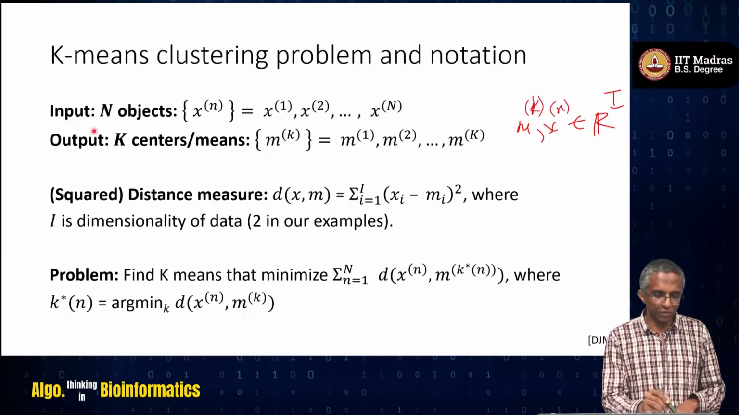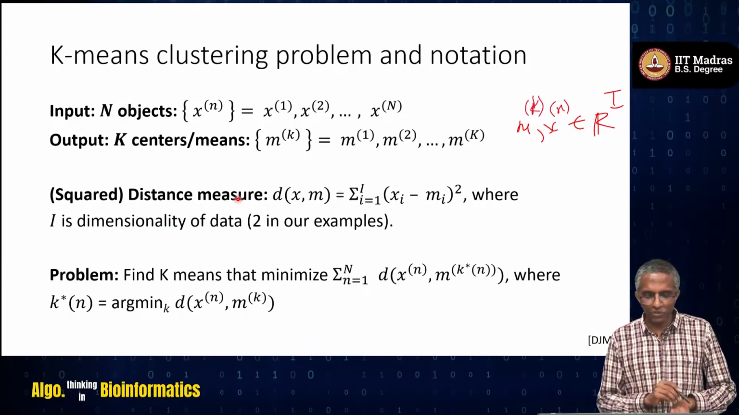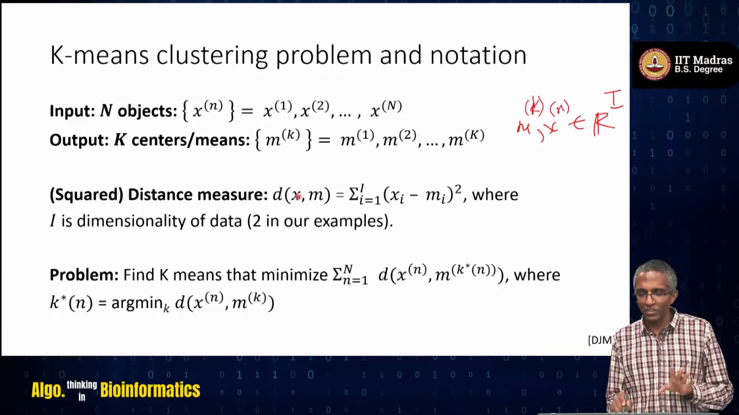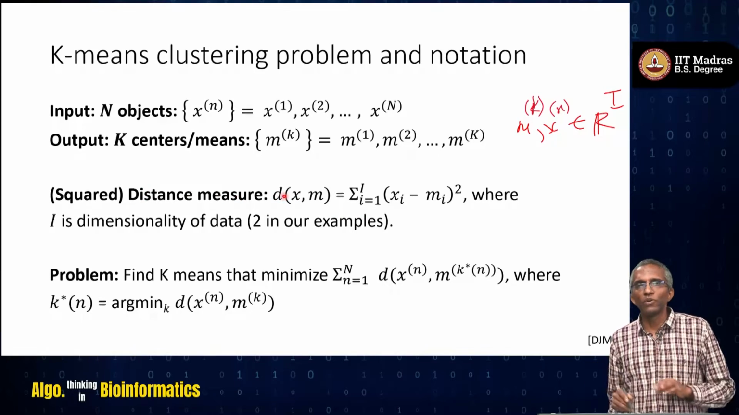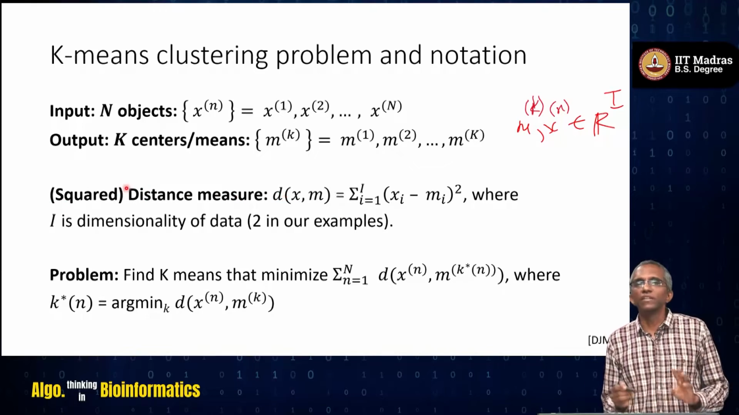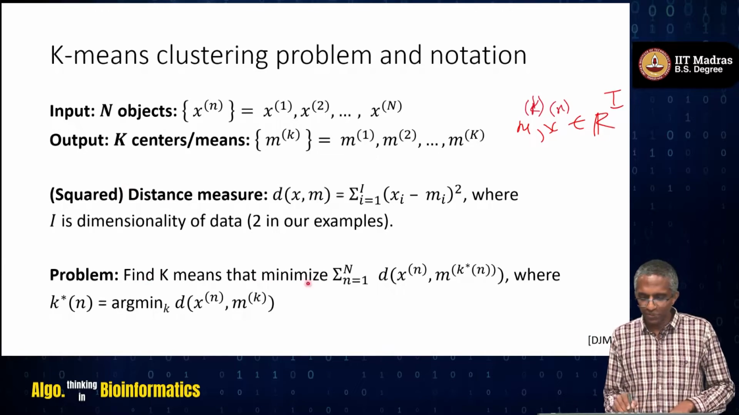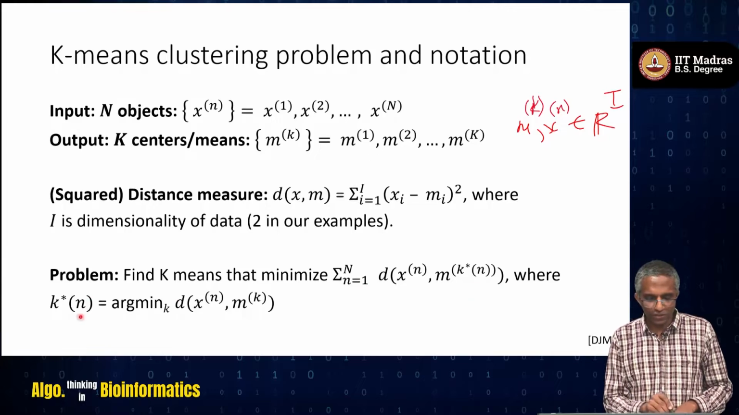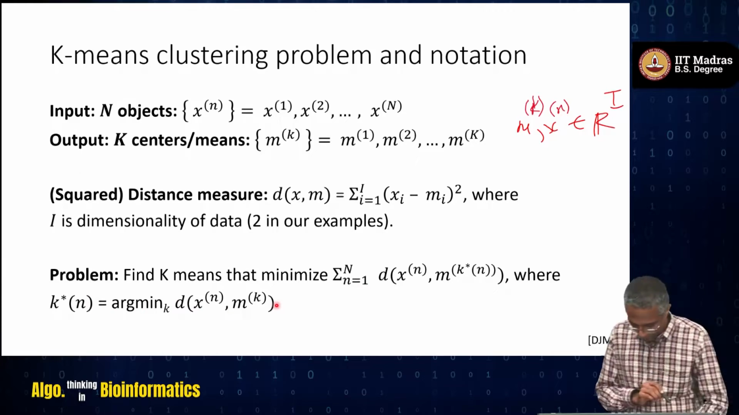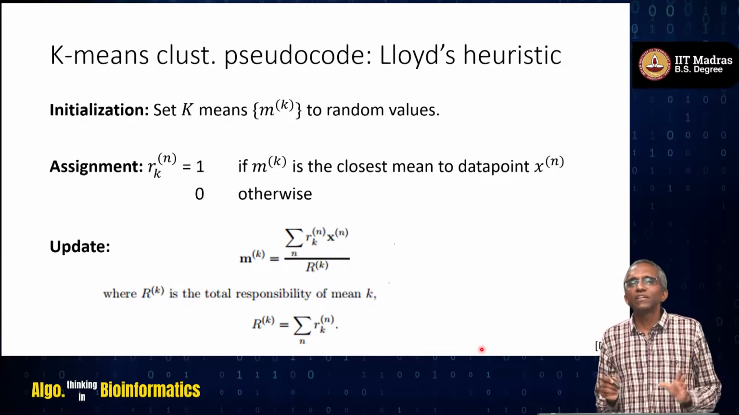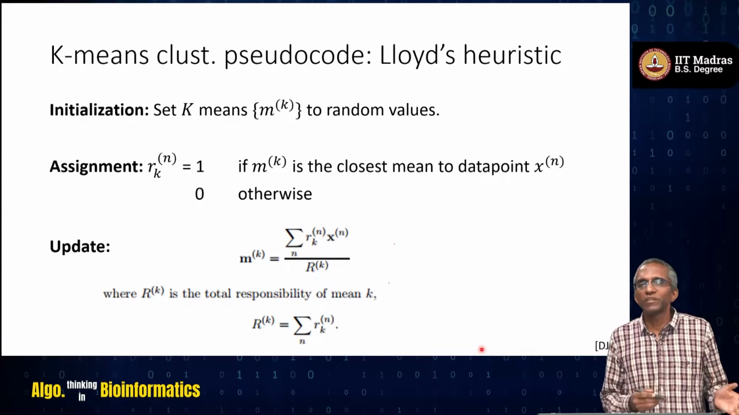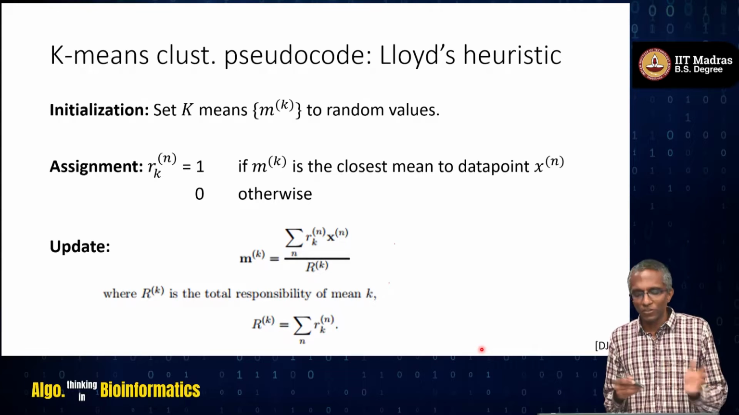You have an input, you have the output, you have defined what the squared distance measure is. We will just simply call it distance d. Going forward, we will drop this squared. The context is clear. Whenever we mean distance, we mean squared Euclidean distance. Okay. So, find k means that minimize this, where k star of n equals this. Okay. So, now having said that, the problem statement has been formalized using these notations.